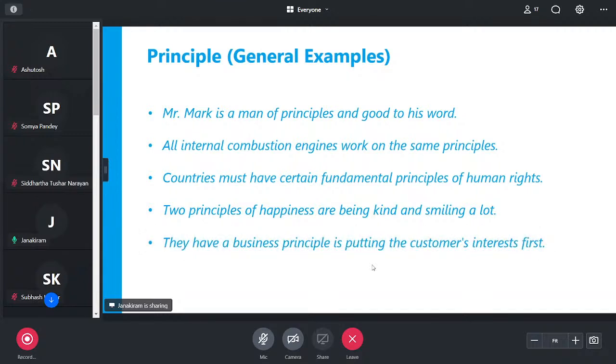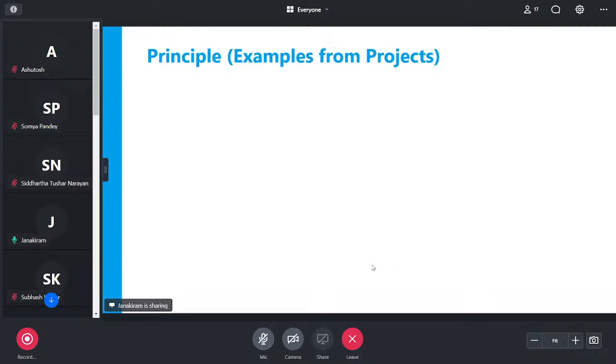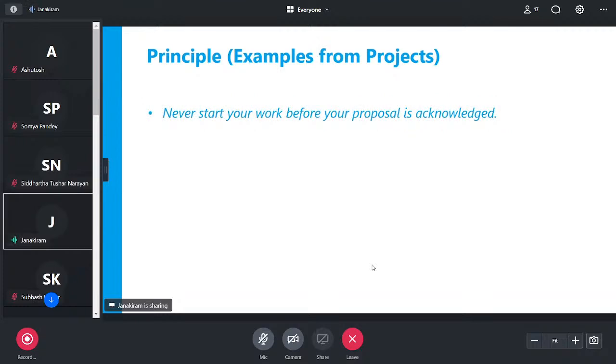They have a business principle in putting the customer's interests first. This is a good example, right? This can apply to project management as well. So let's take some examples from actual projects. Never start your work before your proposal is acknowledged. So this can be a good principle for a project manager.